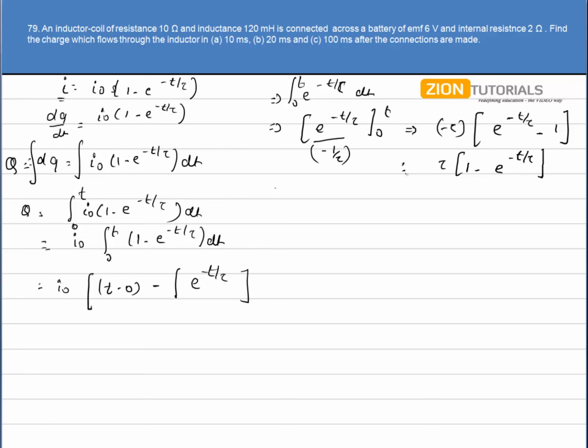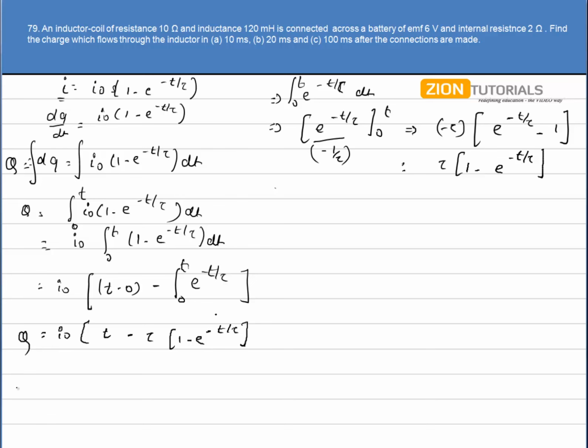So substituting this integration in this equation, from 0 to t, I have I naught into t minus tau into (1 minus e to the power minus t by tau). Fine, this is the total charge flowing through the inductor.